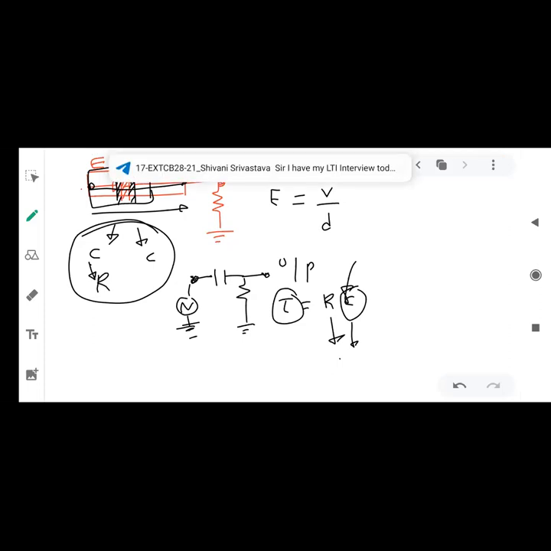Okay, so even if suppose the voltage is lesser, okay?